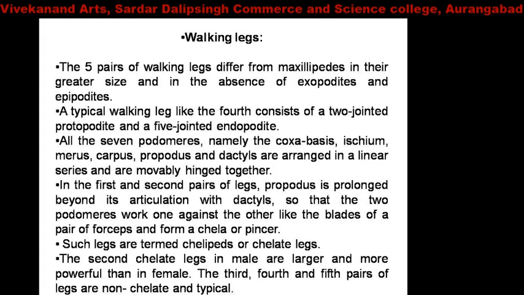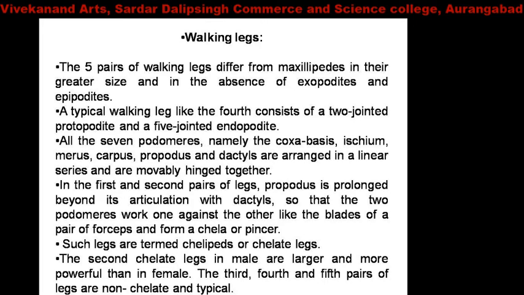In the first and second pair of legs, propodus is prolonged behind the articulation with dactylus so that the two podomeres work one against the other like the blades of a pair of forceps and form a chela or pincer. If you look at the structure, it is like forceps, like a pincer. Such legs are termed chelipedes or the chelate legs.